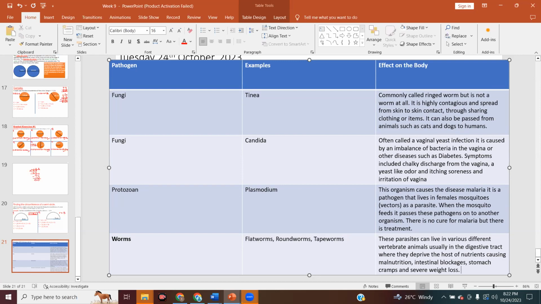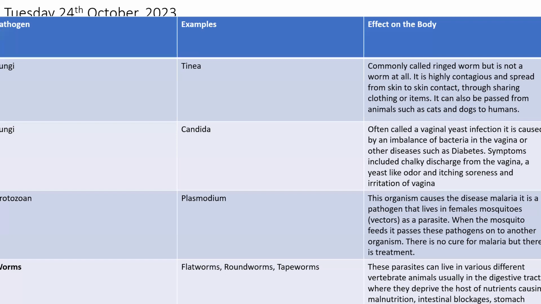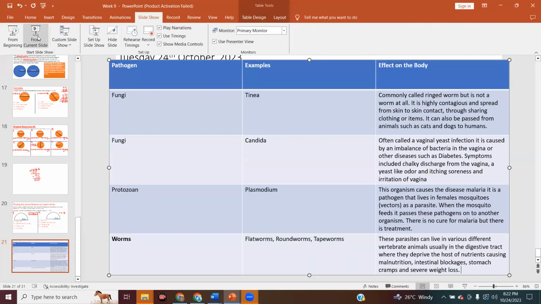So today we learned about pathogens. What is the name of the pathogen that causes ringworm? Is it virus, bacteria, protozoan, or worms? Is it fungi, bacteria, protozoan, or worms? Fungi. Very good. Okay. Once you finish with this, you can take a picture of your work and send it to me via WhatsApp.